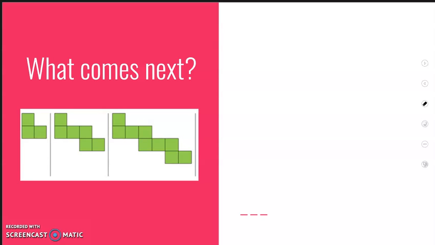Notice that in our very first figure, there are 3 blocks. In our second figure, there are a total of 6 blocks. And in the third figure, there's a total of 9 blocks.